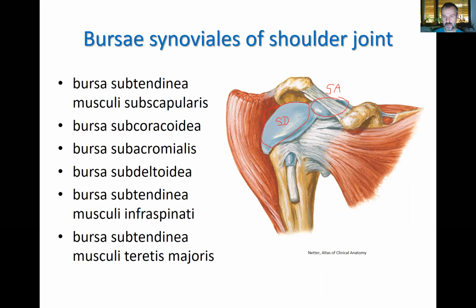And the other ones are not shown here, like the subcoracoid, which would be here, and then the subtendinous bursa of subscapularis muscle, which would be here, and then two which are on the dorsal side, so they are not visible in this figure. Please do not mix the bursa with this, which is a synovial sheath of the tendon of the long head of biceps brachii muscle, protruding from the articular capsule of the shoulder joint.